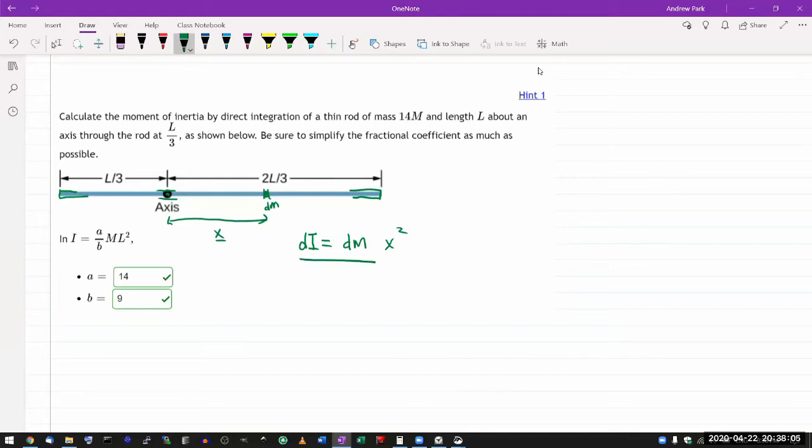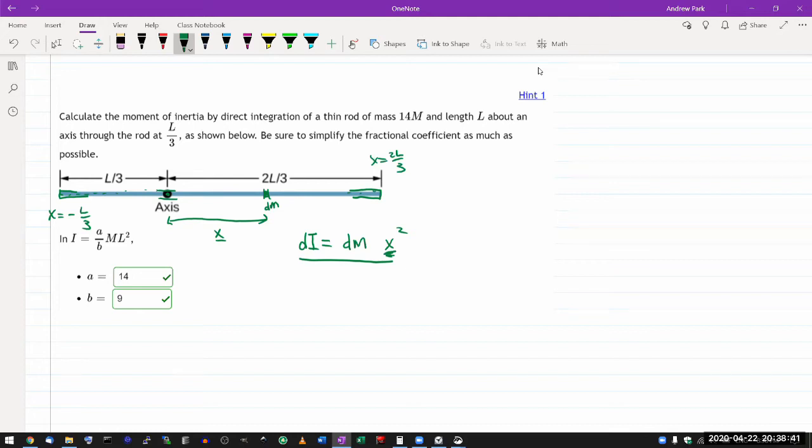So this is the starting place. And this is a representative piece in that x is a variable. You can let x vary all the way from x equals minus L over 3 to x equals 2L over 3. That identifies the position of each one of those pieces, and using this variable, you can address the entire rod. This is how we are going to do the integration.